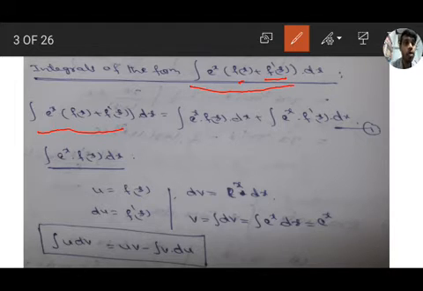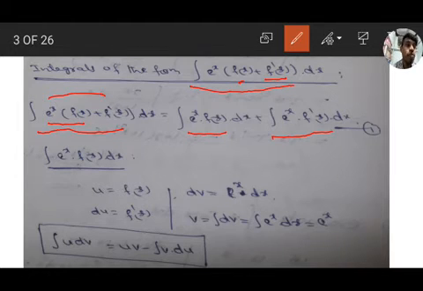equal to, if you multiply with e to the power of x and separate the integration, we get integration e to the power of x into f of x dx. Next, e to the power of x into f dash x, that is plus integration e to the power of x into f dash x dx. Two separate integrations.